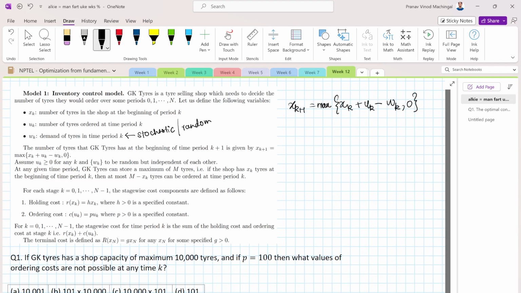And so you have costs associated with your components. So holding cost is r of xk, which is linear in xk. That is to hold those tires in your shop. To keep those tires, you have certain costs, like maintenance of your shop and things like that, maintenance of the racks or boxes.